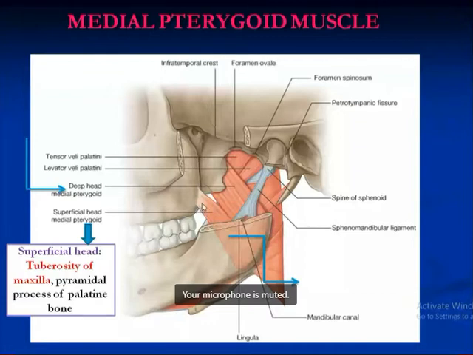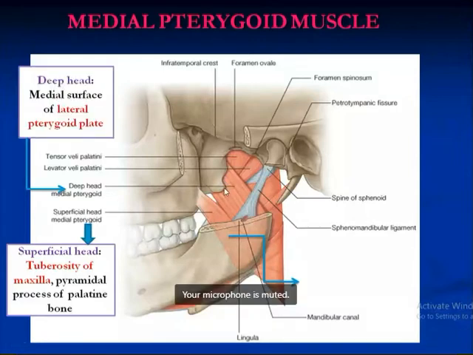Now, what will be the deep origin, the origin of the deep head? Which plate is this one? This is the lateral pterygoid plate. Now, which surface is this one, the medial or the lateral? The one from where the muscle arises: the medial surface. So this will arise from the medial surface of the lateral pterygoid plate.